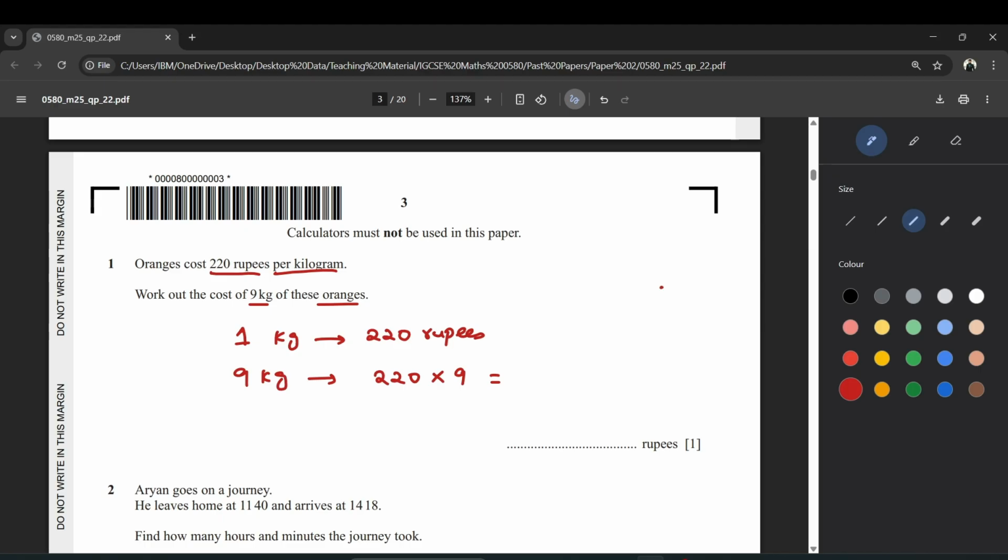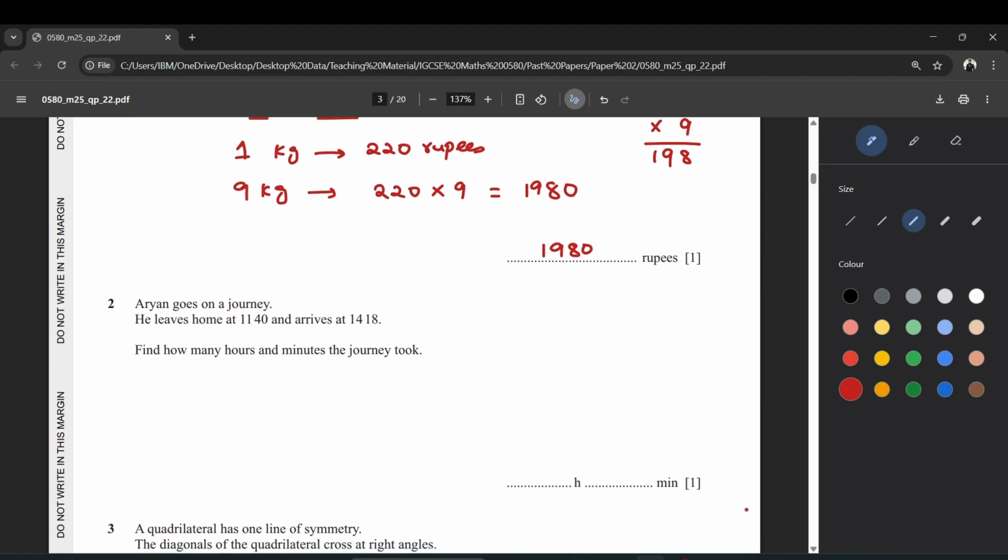Okay, so I'm going to multiply 22 by 9. 9 twos are 18. Again, 9 twos are 18 plus 1, which becomes 19. So 198, and then I'm going to add a 0 at the end. All right, so the cost will be 1980 rupees.